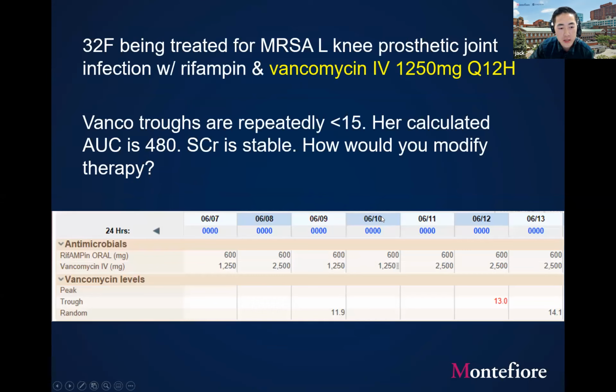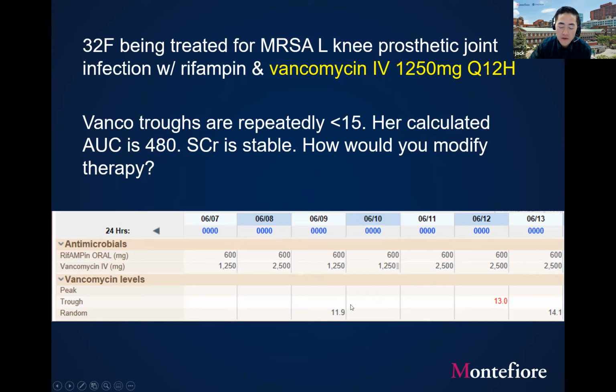This is just the last example. So this is a 32-year-old female. She's being treated for MRSA knee prosthetic joint infection in the left knee with rifampin and vancomycin IV, 1250 Q12. Her vanco troughs are repeatedly less than 15. Her calculated AUC is 480. Serum creatinine is stable. How would you modify her therapy?